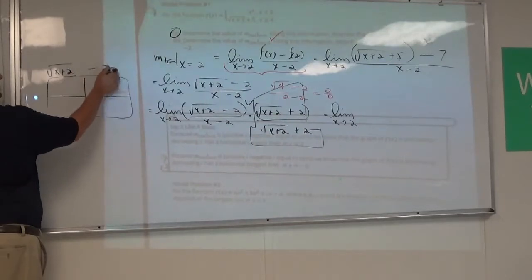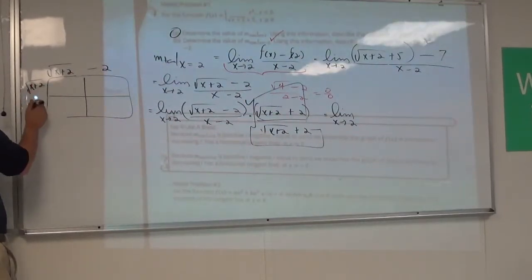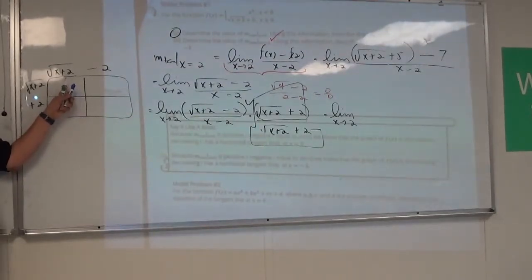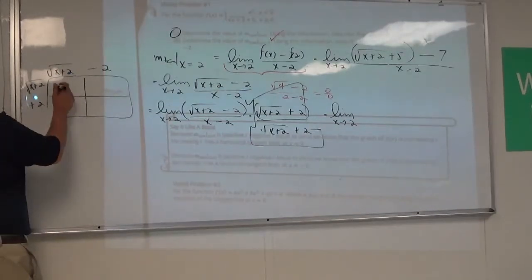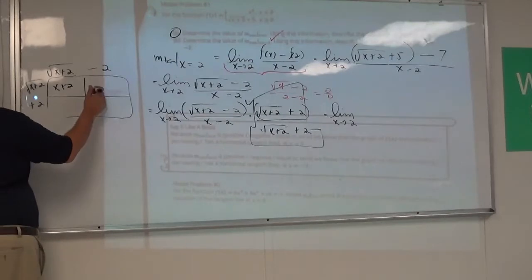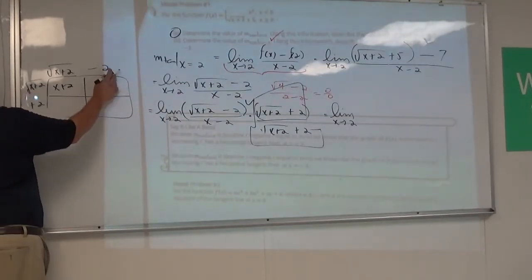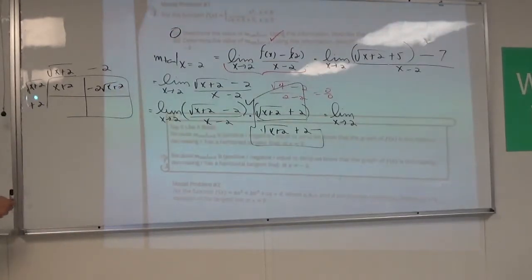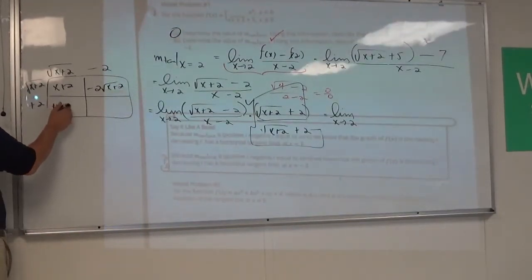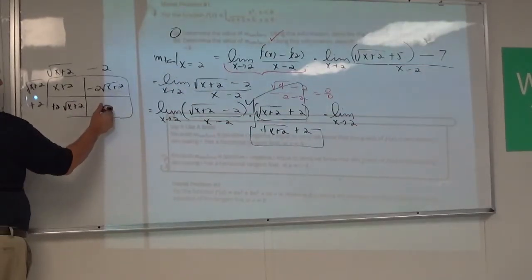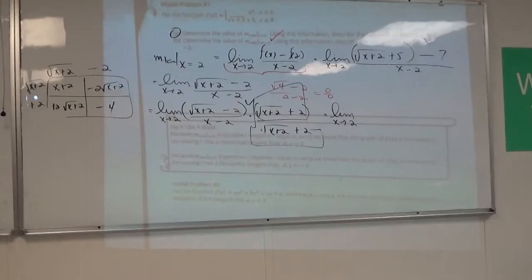Square root of x plus 2 minus 2. Square root of x plus 2 plus 2. First box: square root of x plus 2 times square root of x plus 2 is x plus 2. The next box: square root of x plus 2 times negative 2 is negative 2 times the square root of x plus 2. Bottom box: 2 times the square root of x plus 2. Bottom box? Negative 4.